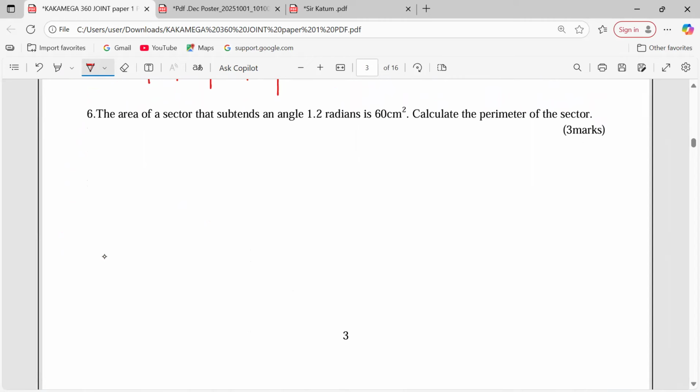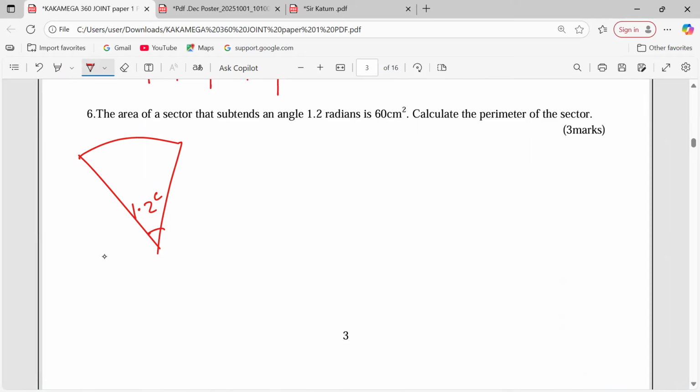Number 6. The area of a sector that subtends an angle of 1.2 radians is 60 square centimeters. Calculate the perimeter of the sector. Okay. So now we are having a sector here. Let me draw it. It's able to subtend 1.2 radians like that. And we are given the area is 60.